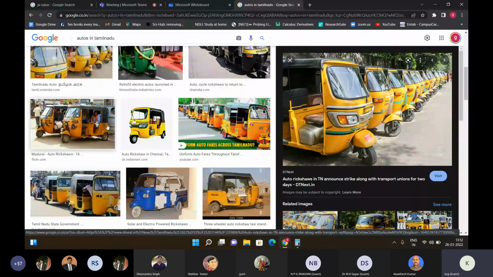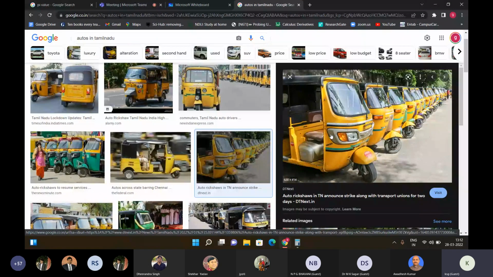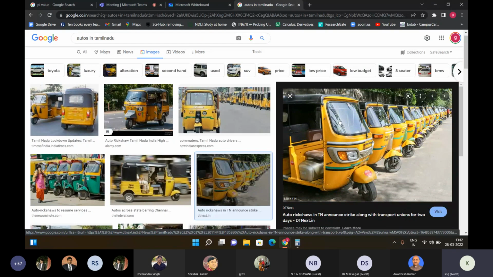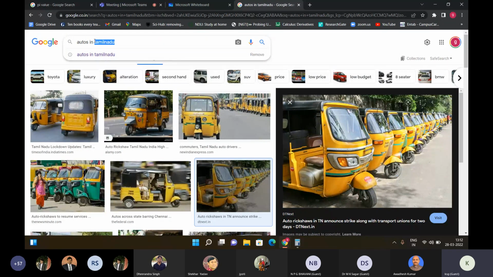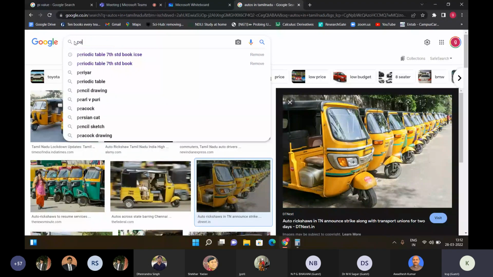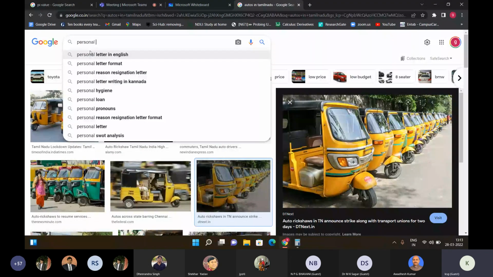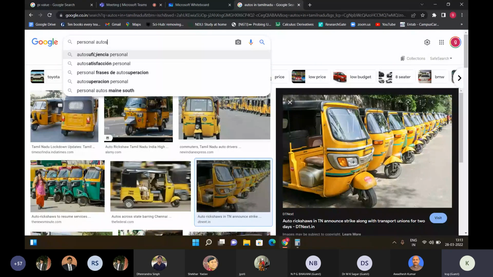So for all these things, why is this being used? It is meant for easy identification. On seeing that yellow color, a customer can hire this vehicle for his own use. But personal autos in Tamil Nadu, or personal autos in the country, they need not paint this yellow color.